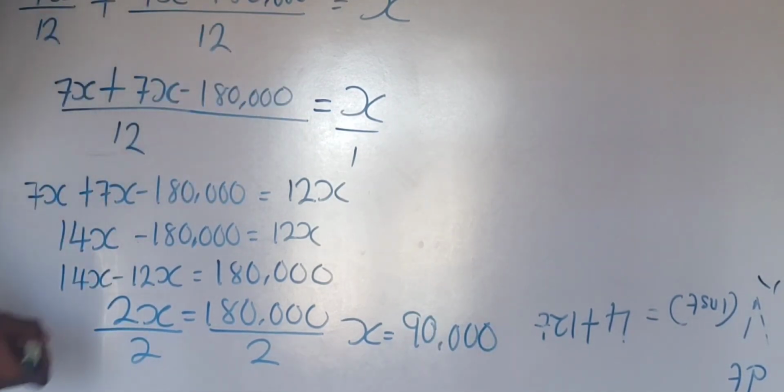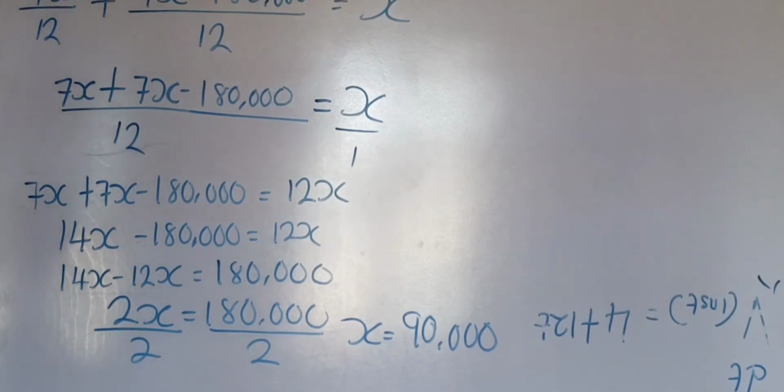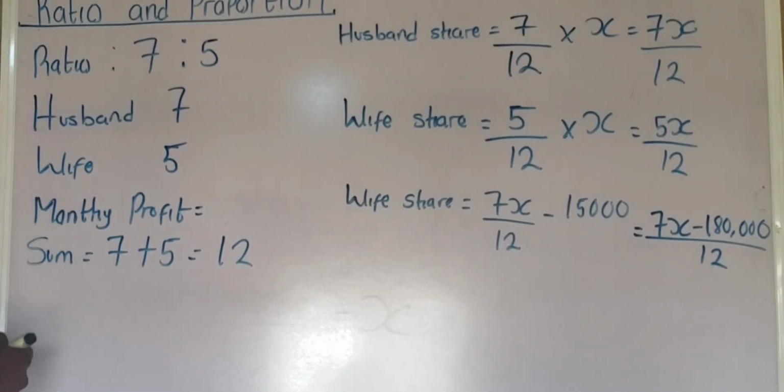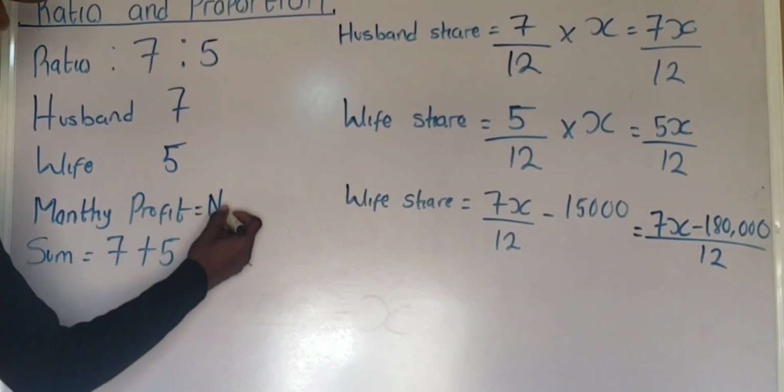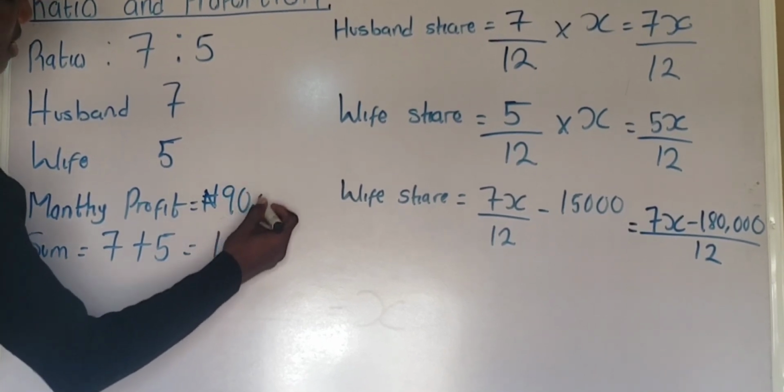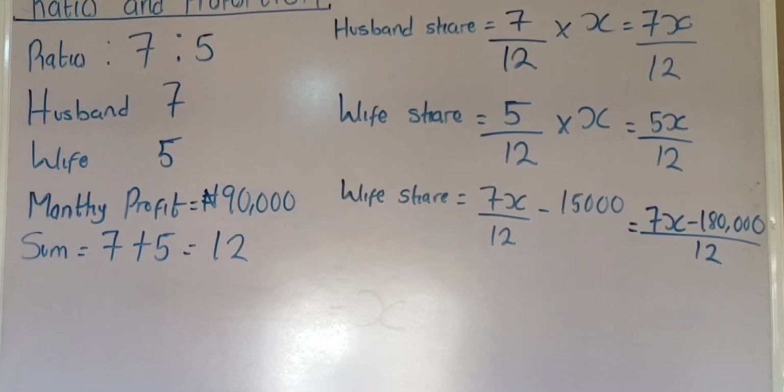Now this is the monthly profit. The monthly profit is equal to 90,000. Now we are not told to find the monthly profit. We are told to determine the husband's share, but we cannot get the husband's share without knowing the monthly profit. So what you have just calculated is the monthly profit. Now let us determine the husband's share. Now the monthly profit is equal to 90,000 naira. Now we want to determine the husband's share.